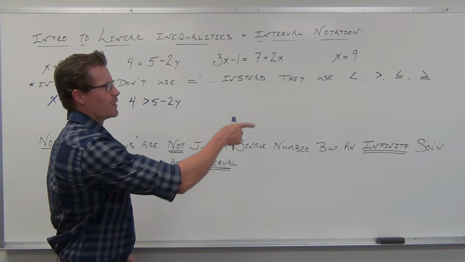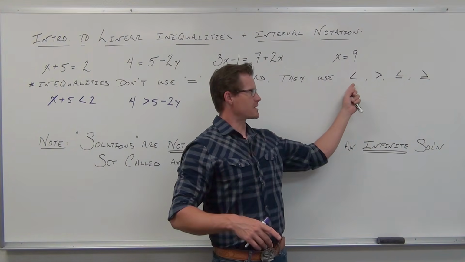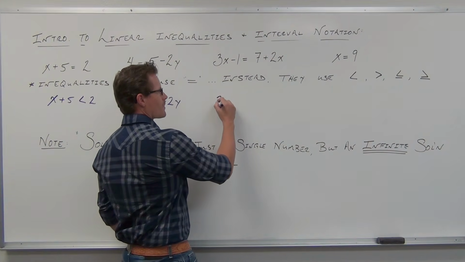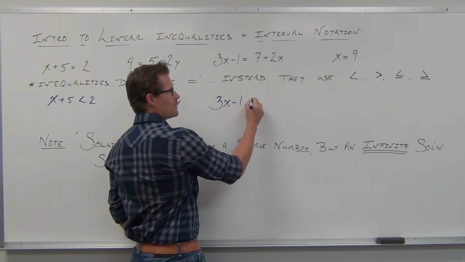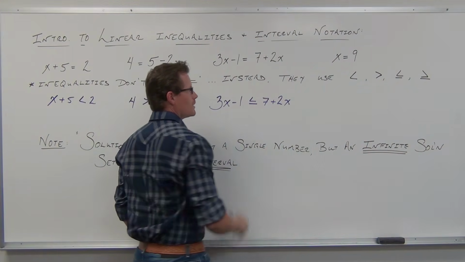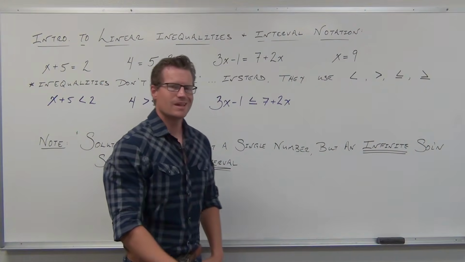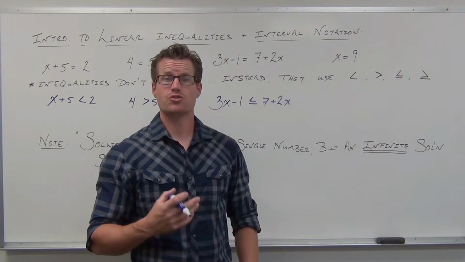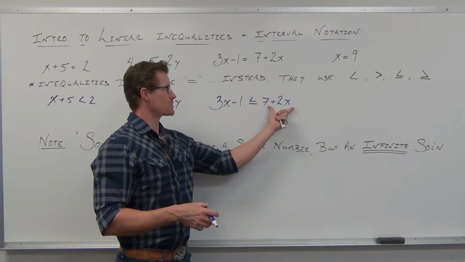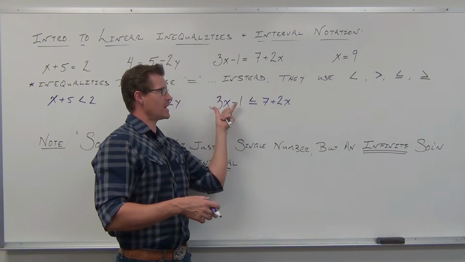Now there's a couple other ones. So we've dealt with the less than, we have the greater than. We also have these two unique ones: less than or equal to, and greater than or equal to. You see, what these do is these are not strict inequalities. Sure, we could have the right side as greater than the left side, or the left side as less than the right side.